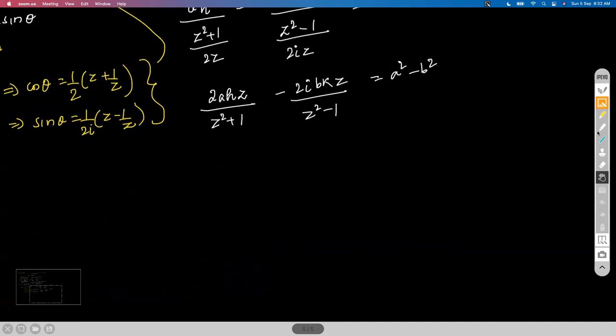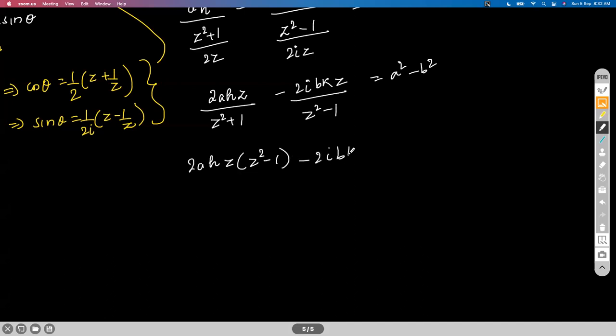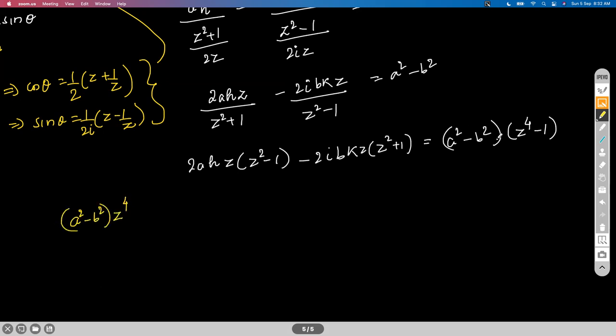Okay. Let's do a further simplification. So 2AHZ into Z square minus 1 minus 2IBKZ into Z square plus 1. And the LCM of this will be Z to the power of 4 minus 1 that I'm sending to the other side. Okay. Let's simplify it. So here if I make an equation out of Z, I will get A square minus B square Z square. Okay. I will end up getting minus 2. Just correct me if I'm wrong. I'm just collecting the Z cube terms. So you'll get minus 2 AH minus IBK Z cube.